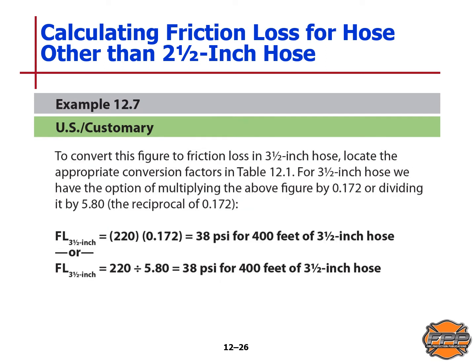To convert this figure to friction loss in 3.5-inch hose, locate the appropriate conversion factors in table 12.1. For 3.5-inch hose, we have the option of multiplying the above figure by 0.172 or dividing it by 5.80, which is the reciprocal of 0.172. So friction loss in 3.5-inch equals 220 times 0.172, which equals 38 psi for 400 feet of 3.5-inch hose, or friction loss of 3.5-inch equals 220 divided by 5.80, which is the reciprocal of 0.172, which gives you the same number, 38 psi, for 400 feet of 3.5-inch hose.